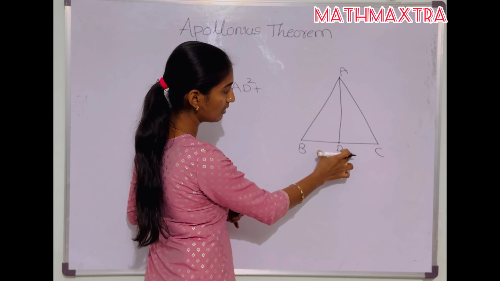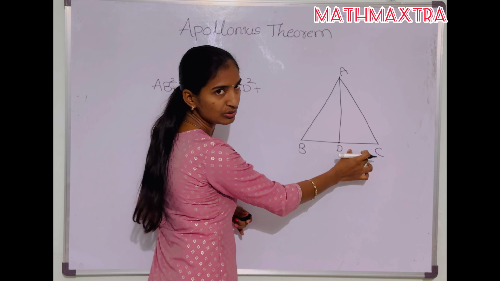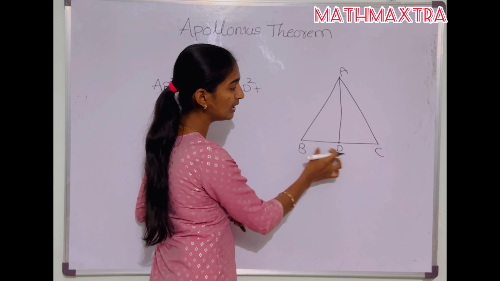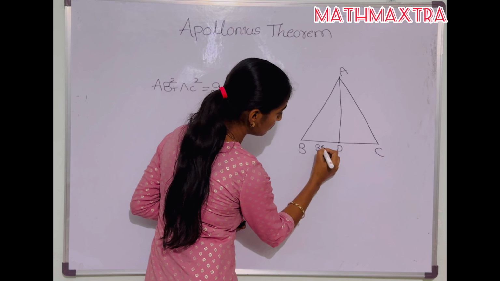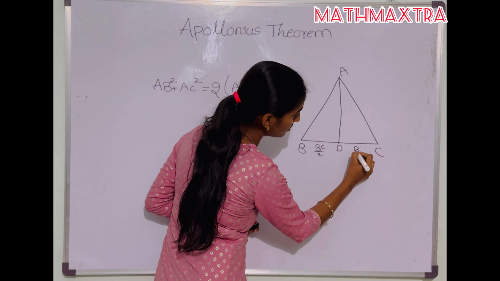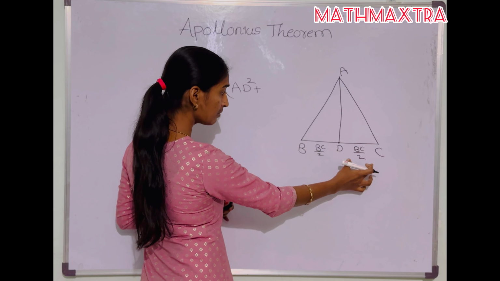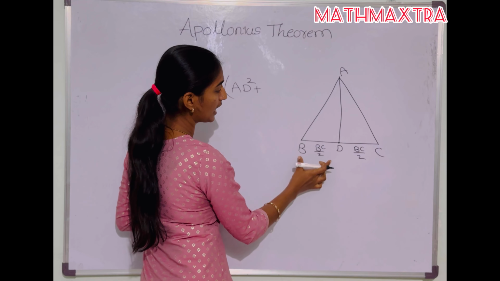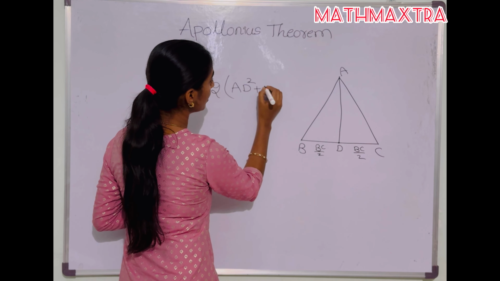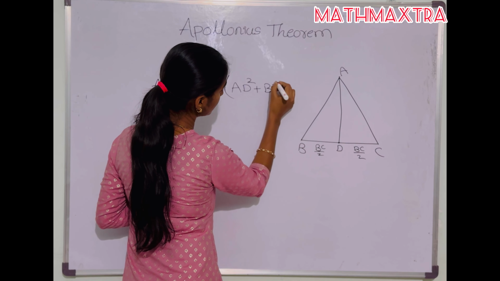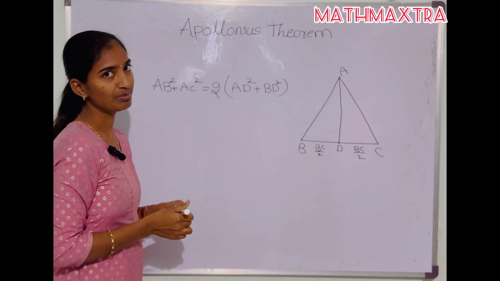This is the third side we are considering, and this BD is equal to CD, right? You can take either BD or CD, which is nothing but half of BC. This is BC by 2 and this is also BC by 2. This is half of BC. You can either write BD or CD, so I am writing BD square. This is what the Apollonius theorem represents.